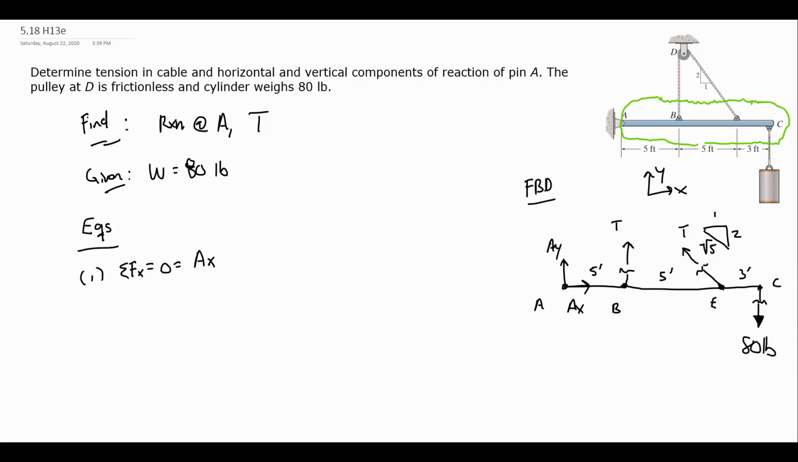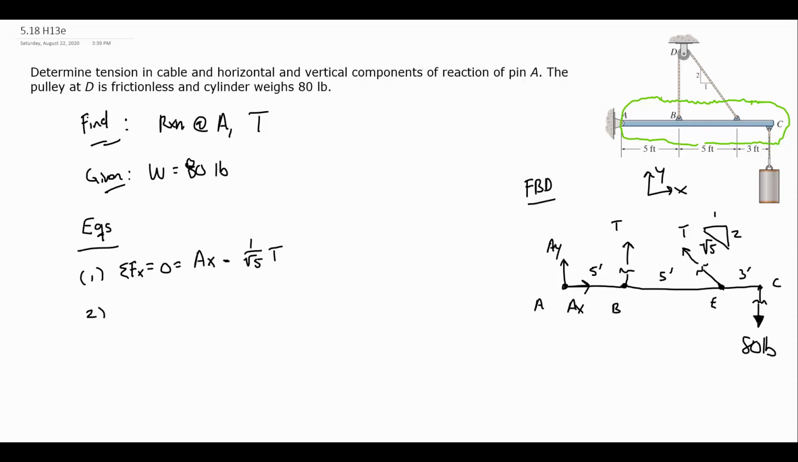I have my Ax. Ay is only vertical. The first T is only vertical. I'll have my second T, which points into quadrant 2, so it will be negative in the x direction. And that'll be 1 over the square root of 5 times T. And the 80 pounds is vertical as well, so that will not be in this equation.